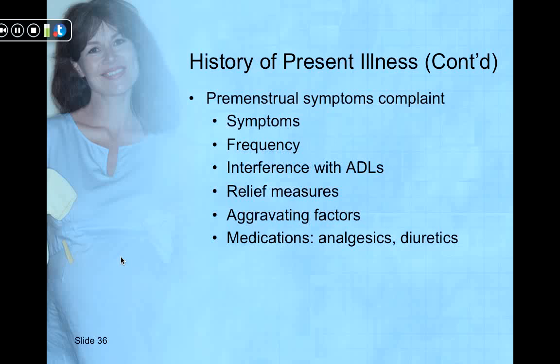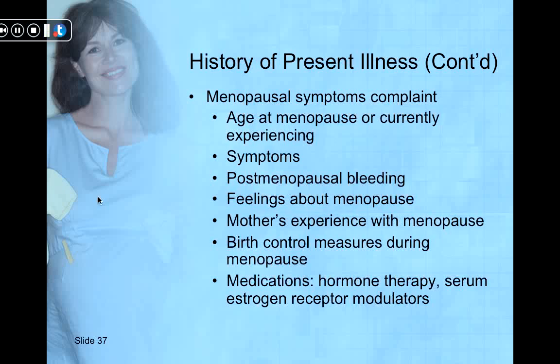Talk to them about relief measures to do that, and any aggravating factors. Was it better when they were on hormonal birth control? Is it worse? Are they swelling? Are they having to take Tylenol or ibuprofen or other analgesics or their grandma's hydrocodone? Any diuretics that they may be taking over the counter or prescription. So really asking them about their premenstrual symptoms.